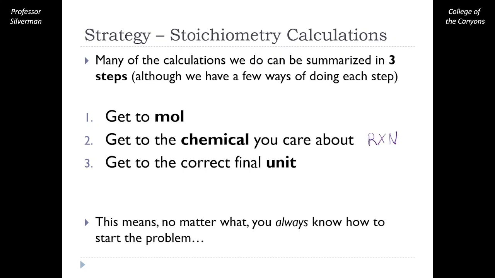Once we have the chemical we care about in units of moles, we can convert to whatever final unit that we want. So far, we've talked about molar mass as a way to get to moles, and we've used Avogadro's number as a way to get to moles. We're going to add more ways to get to moles throughout our course. Likewise, once we're in units of moles in the right chemical, we can use molar mass to convert back to grams, or we can use Avogadro's number to convert to the amount of something.